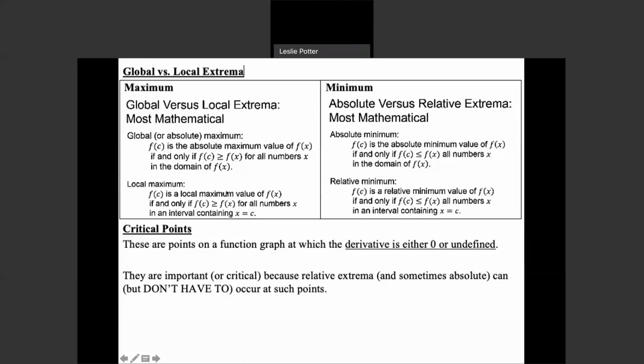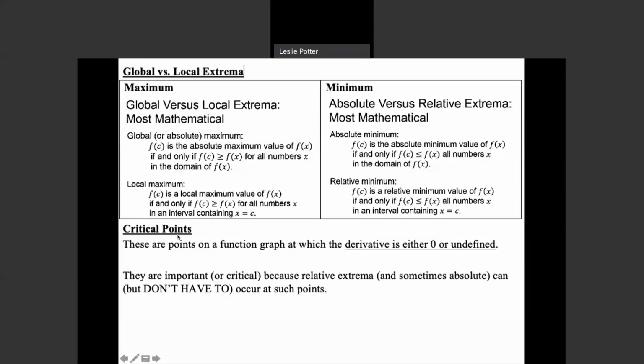And the synonym for local is also relative. So we use local and relative, those two terms interchangeably, which is why I'm kind of mixing them up in this chart here. So, for instance, we have the highest mountain on Earth, which would be a global maximum, or we could talk about the highest mountain in Colorado, which would be a local maximum.